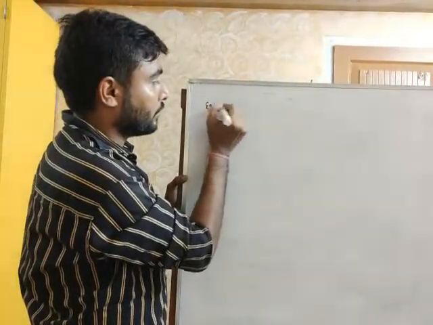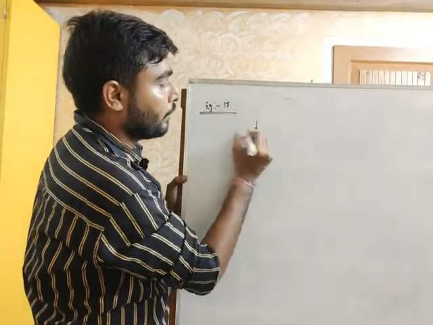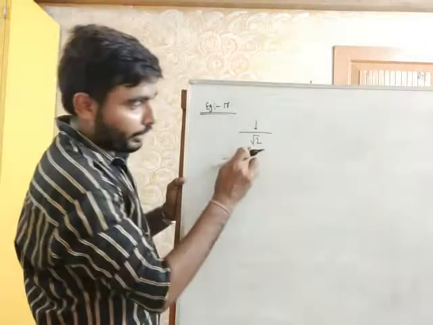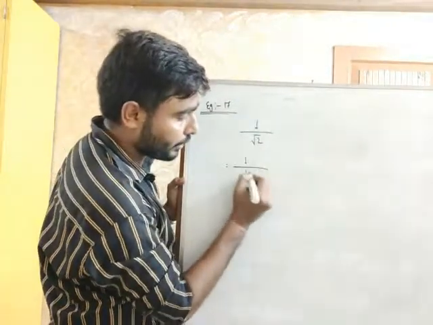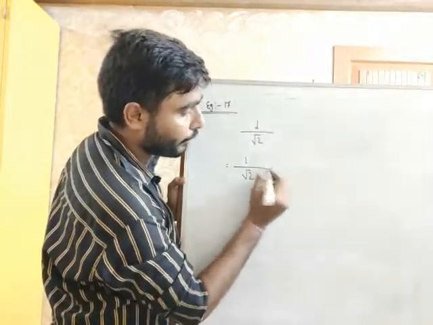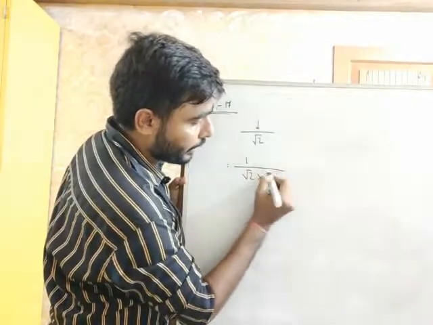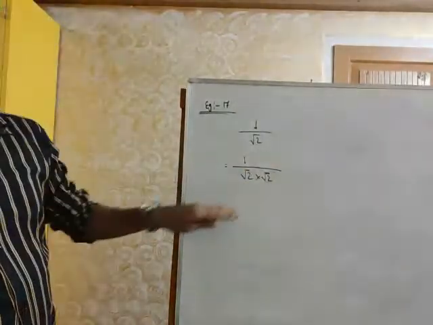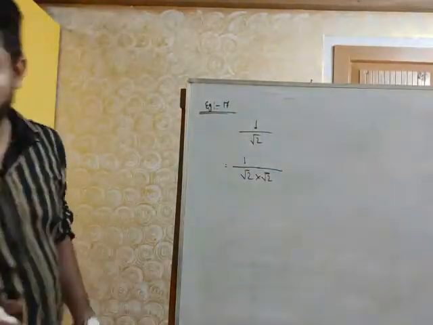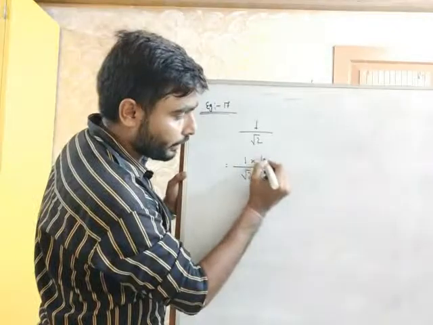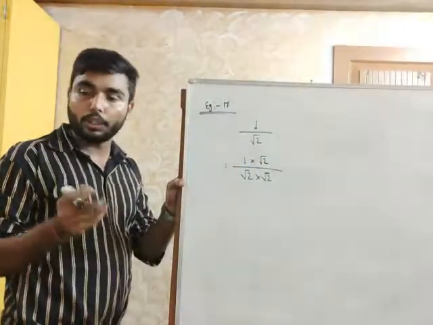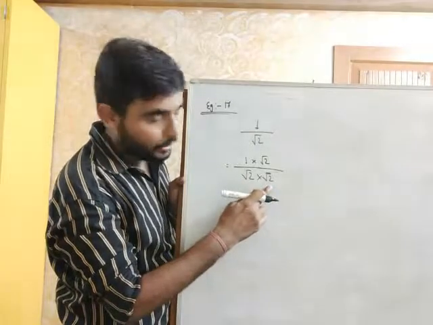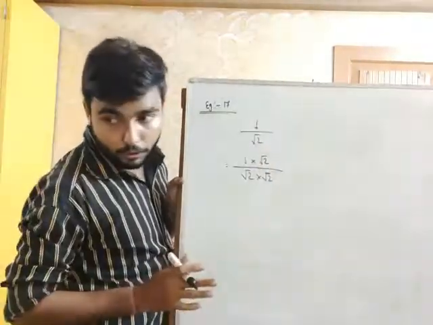So, example 17, we are given 1 by √2 and we need to rationalize the denominator. So to rationalize, we will multiply by √2. But if I multiply √2 with the denominator, it will make the given number imbalanced, right? So to balance it, we have to multiply the numerator by √2 also, to keep the number the same. Anything multiplied with the denominator will be multiplied with the numerator also. Getting it?